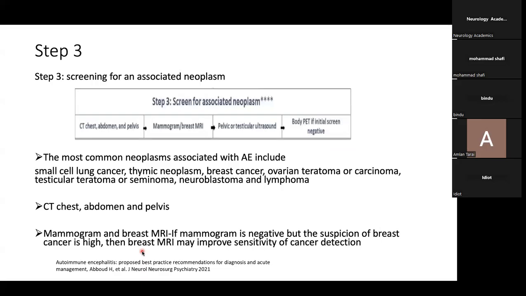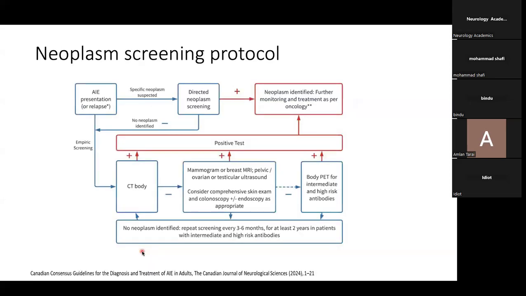Now come to the screening of associated neoplasm. The most common neoplasms associated with autoimmune encephalitis include small cell lung carcinoma, thymic neoplasm, breast cancer, ovarian teratoma or carcinoma, testicular teratoma or seminoma, neuroblastoma, and lymphoma. So how do you proceed for neoplastic screening? Now come to the neoplasm screening protocol.